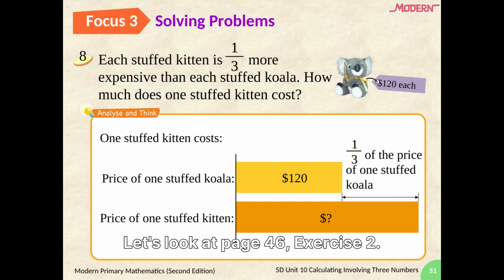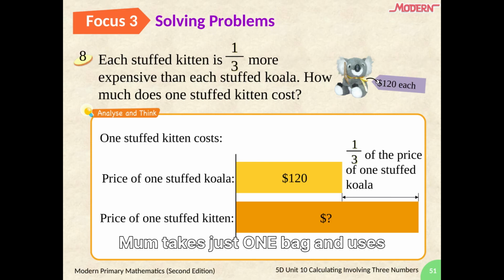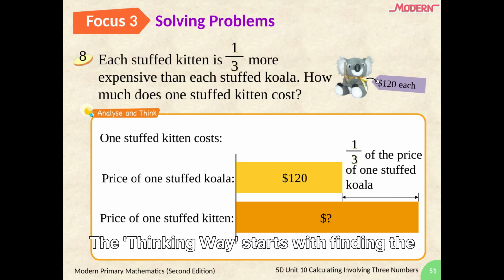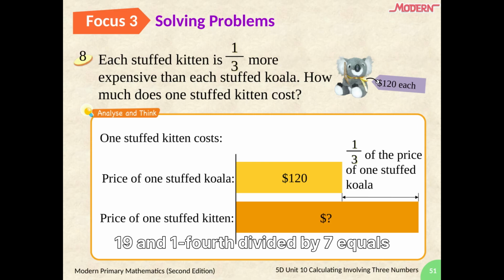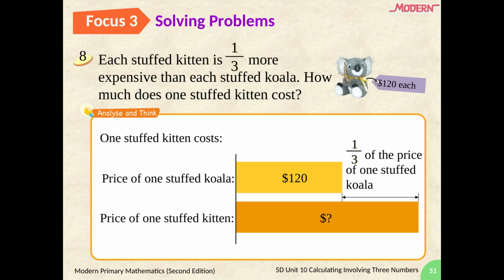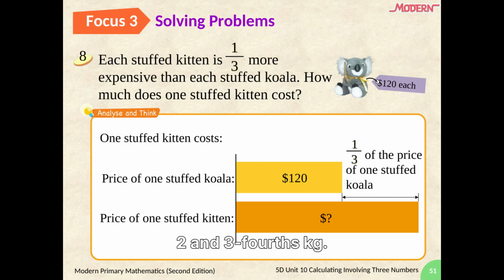Let's look at page 46, exercise 2. We have 7 bags of rice flour weighing 19 and 1/4 kilograms total. Mom takes just 1 bag and uses 1 3/10 kilograms. How much is left? The thinking way starts with finding the weight of 1 bag. Divide the total weight by 7. 19 and 1/4 divided by 7 equals 77/4 times 1/7, which is 11/4, or 2 3/4 kg.